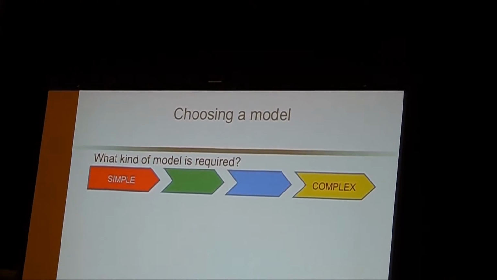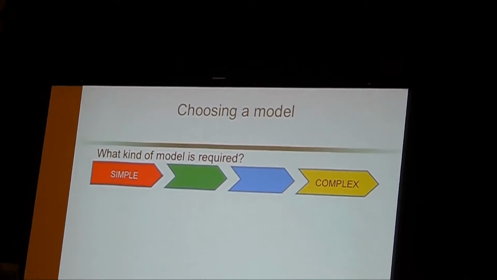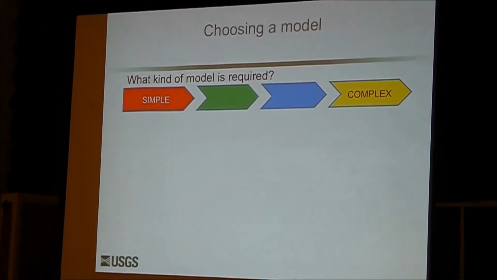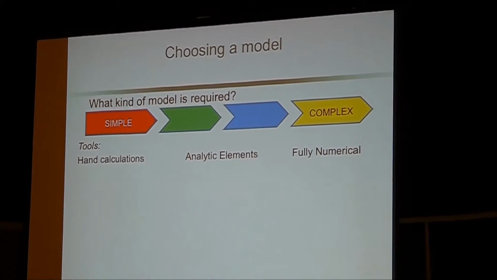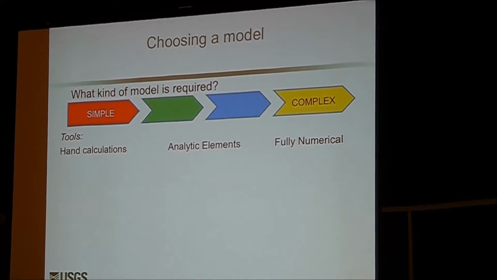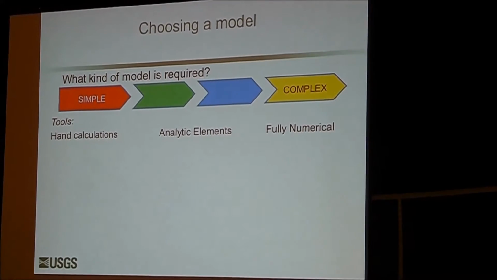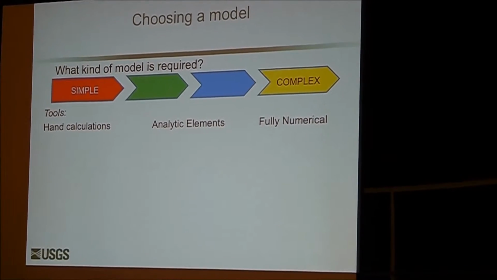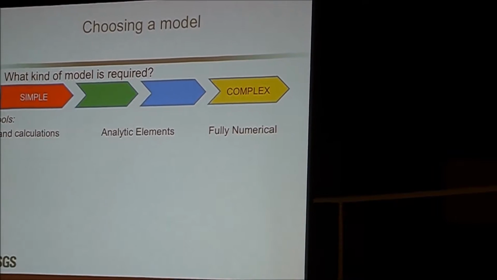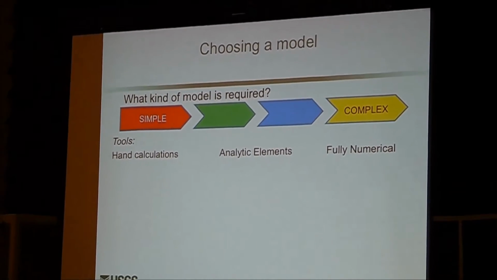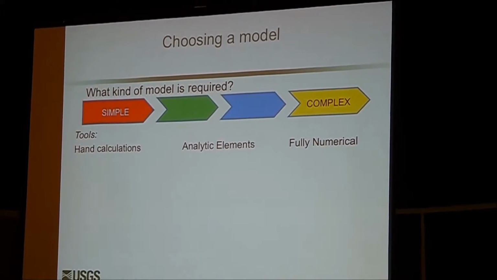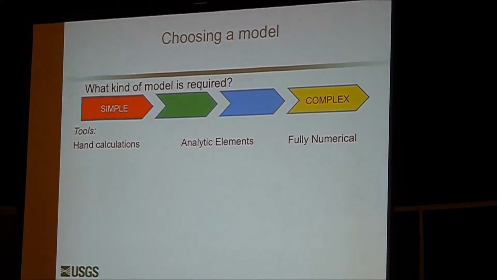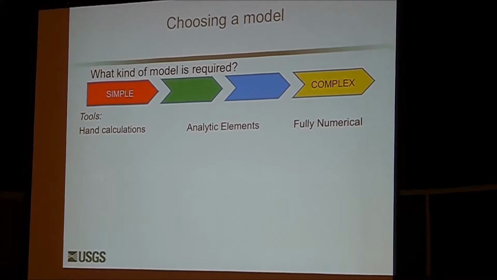And so when we have to choose a model, there's a whole range of choices that we can make, from the simplest to the most complex. The tools that we use at the simplest are just calculations, back of the envelope calculations, and for some questions, that's just fine. There's a tool called an analytic element, which is sort of in between, and we often use it as a screening model. I'll show that in a few minutes.